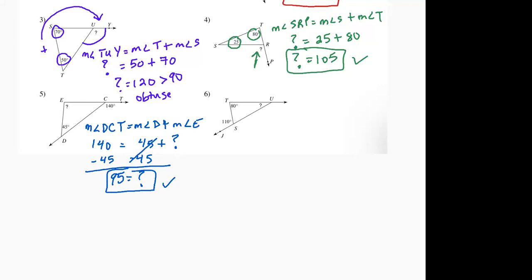So the measurement of the outside angle TSJ is equal to the measurement of angle T plus the measurement of angle U. So 110 equals 80 plus the question mark. I subtract both sides by 80. Goes away. So the question mark is 110 minus 80, which is 30 degrees.